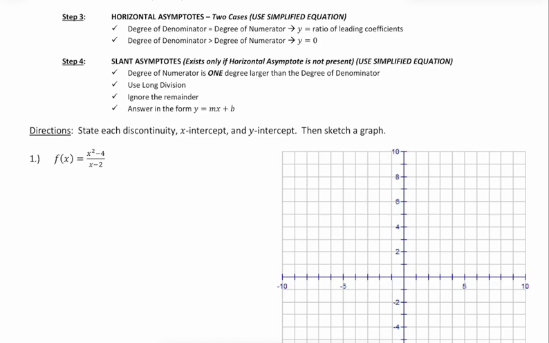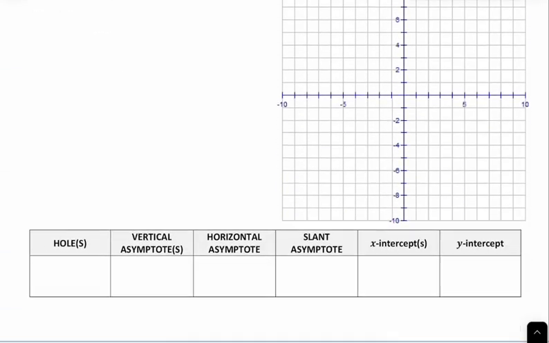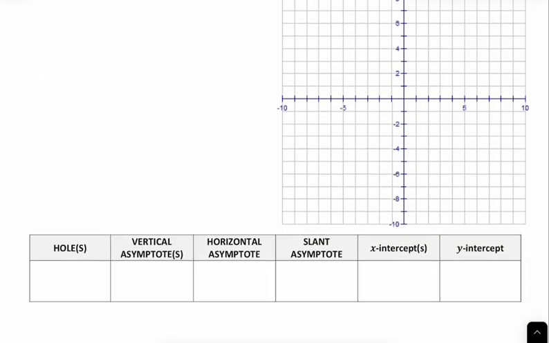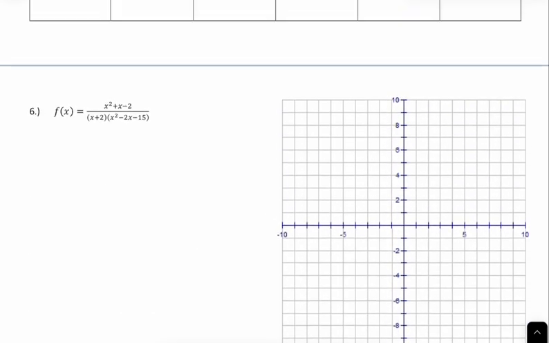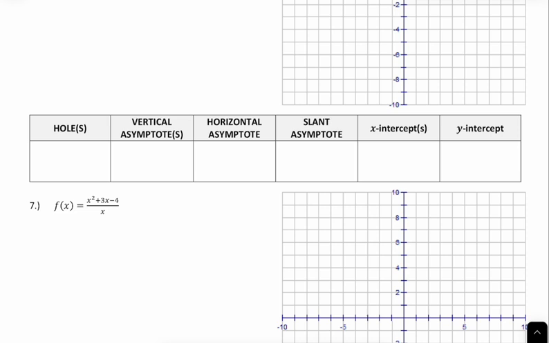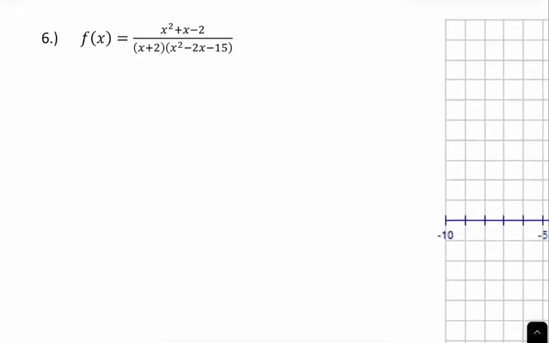Okay, so we're going to do some of these together, and then it will be your job to do some of the rest by yourself. Let's do number 6 and 7 to start with. So remember, the first step that we want to take for these functions is we want to factor our top and our bottom.